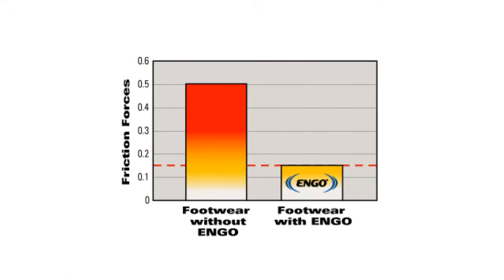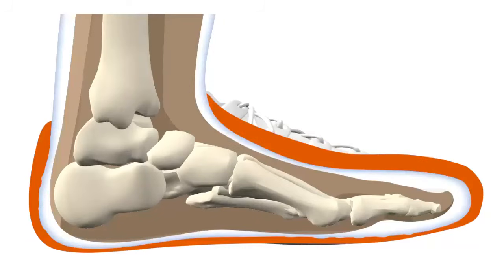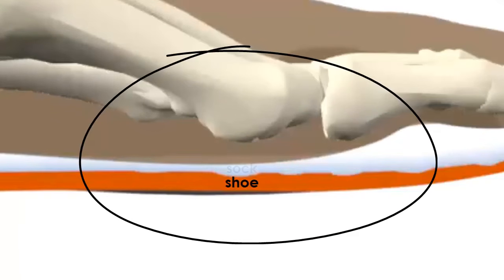Let's just quickly recap what I mean by interface. An interface is where two surfaces meet. In our shoes we have two interfaces, the shoe-sock interface and the sock-skin interface. Usually the friction level at both of these is very high, and it makes all three surfaces stick together while the bones are moving relative to them. This creates shear in the skin and soft tissues.